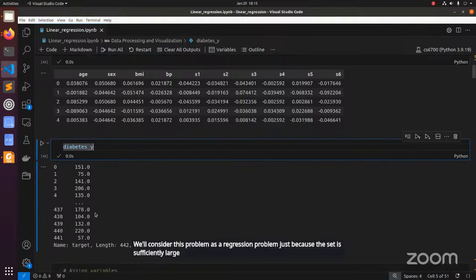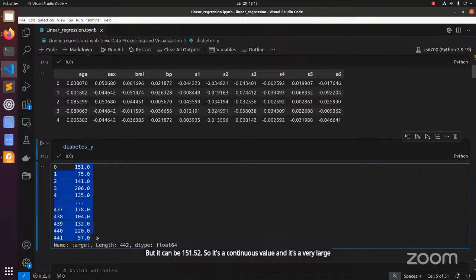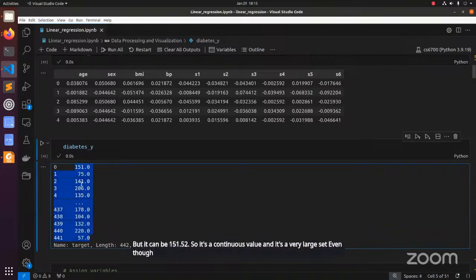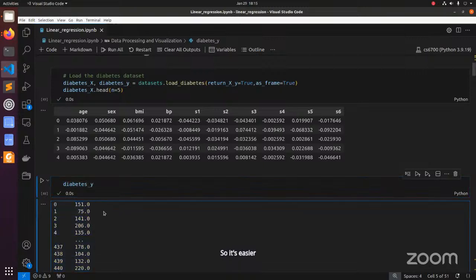It's a continuous value, right? Remember, 151.0 is there, but it can be 151.52. So it's a continuous value and it's a very large set. Even though it looks like all integers, it's actually a real number with proper decimal numbers too. So it can be as large as possible. So it's best to model it as a regression model.